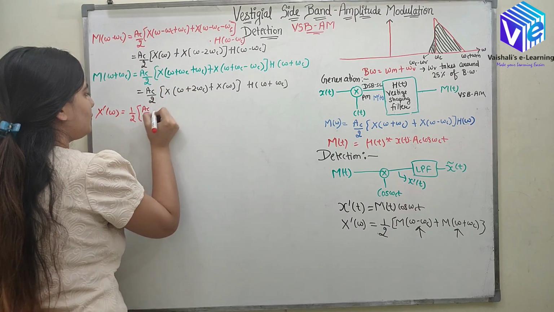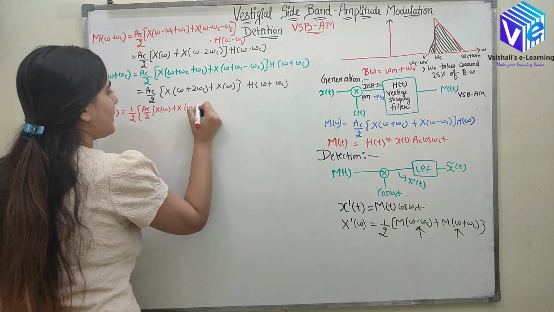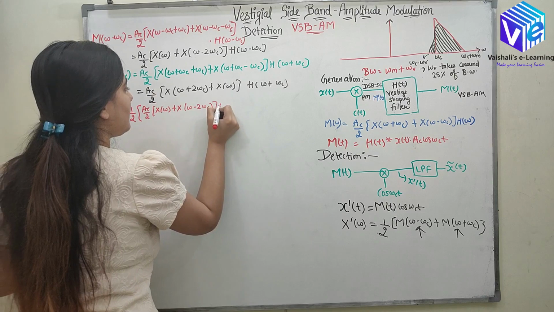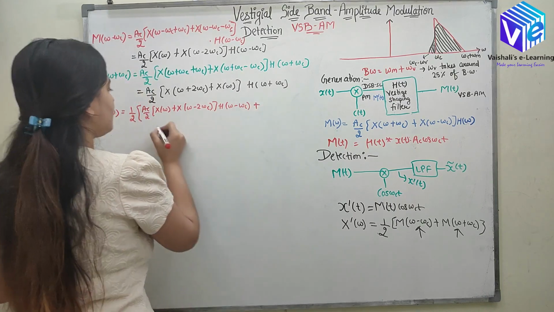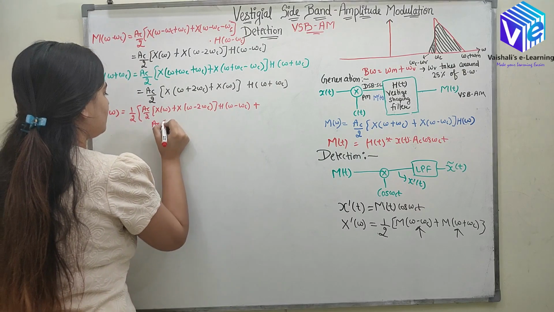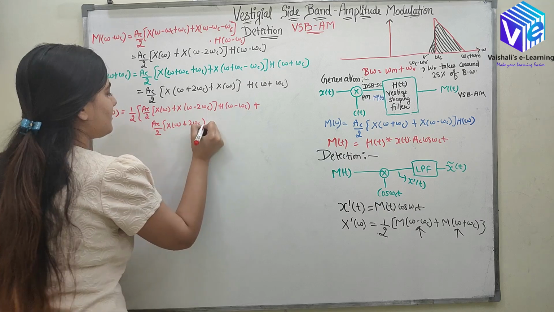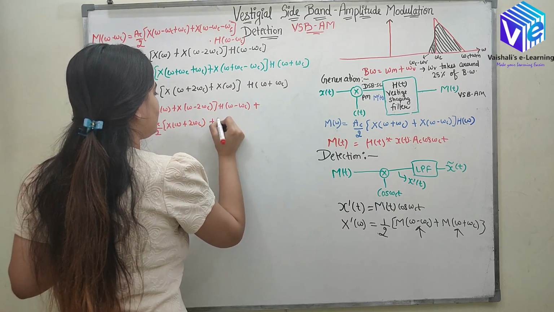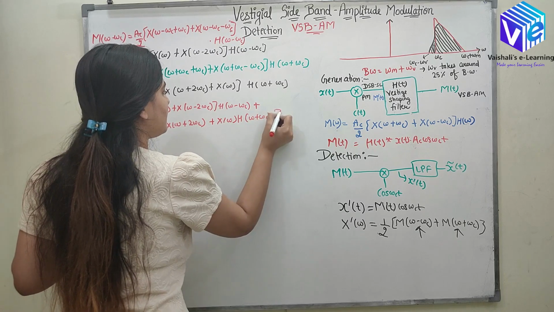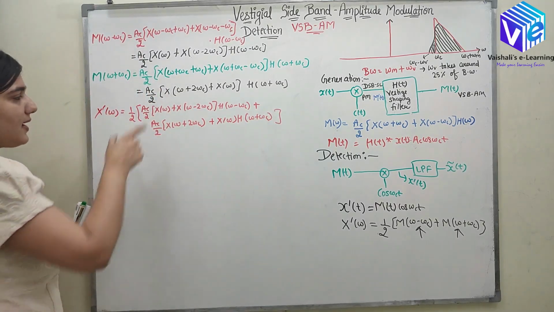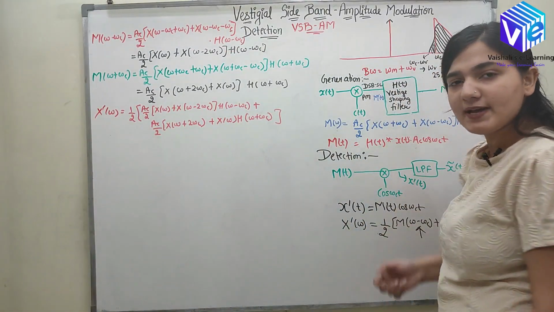AC by 2 X of omega plus X of omega minus 2 omega c H of omega minus omega c, plus AC by 2 X of omega plus 2 omega c, plus X of omega into H of omega plus omega c. So now this is my output X dash omega. The X dash omega is passed to the low pass filter.